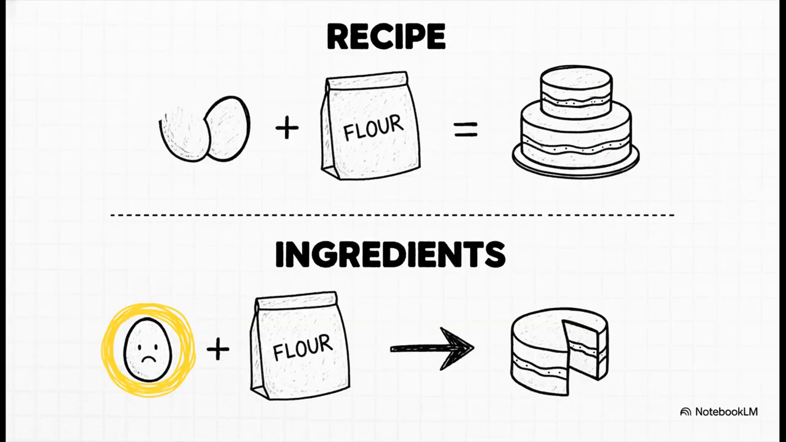Let's go back to baking. If a recipe calls for 2 eggs and a cup of flour, but you've only got 1 egg, well, it doesn't matter if you have a mountain of flour. The egg is your limiting reactant. You can only make half a cake, period. Chemistry works the exact same way.